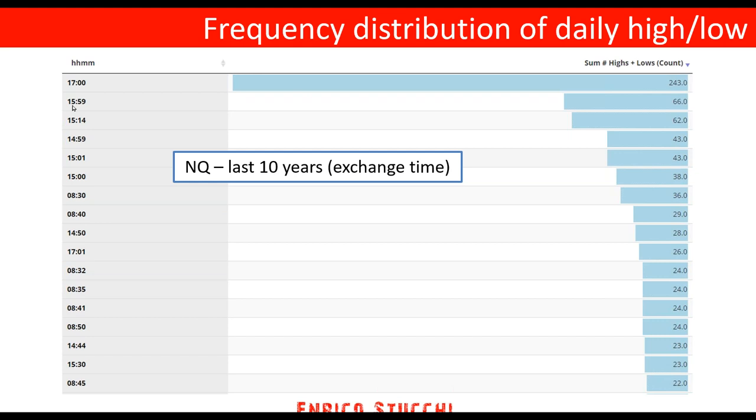The second is this time, okay? 8:30, so the opening. And this is quite useful for me to understand the probability of having the high or the daily low.